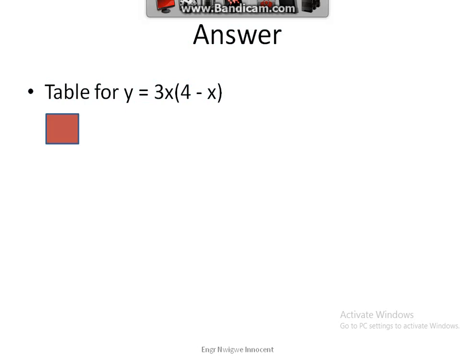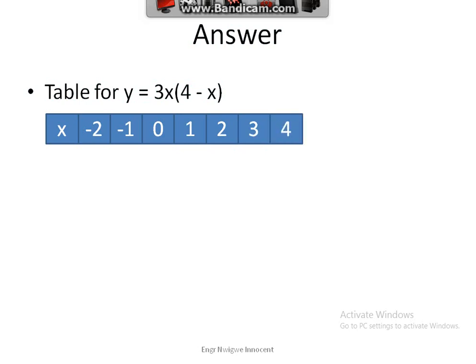And to get the table for y equals 3x(4 minus x), we are told to use the values of x ranging from -2 to +6. Therefore, the x along the row will now be in a range of -2, -1, 0, 1, 2, 3, 4, 5, 6. Then in the equation we have 3x.